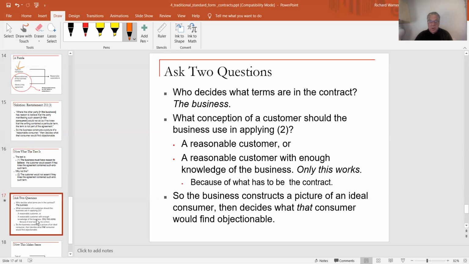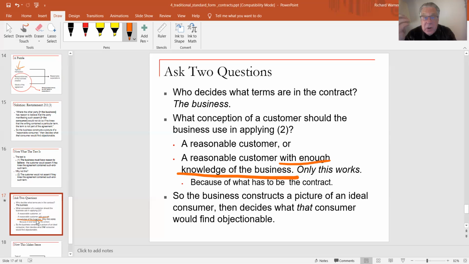We don't want to look at unreasonable consumers. That would not be workable, right? Unreasonable consumers think all sorts of different things, have all sorts of demands. What we want the business to do is say, well, would a reasonable consumer agree to this clause? And the only thing that's going to work is a reasonable consumer with enough knowledge of the business. Not just a reasonable consumer, but a reasonable consumer with enough knowledge of the business, because that's the only way it's going to work.